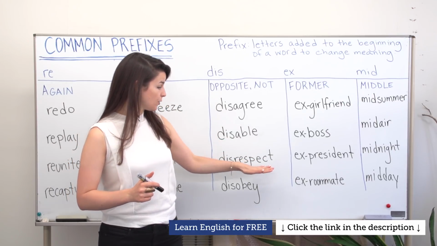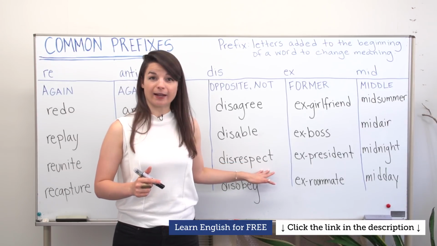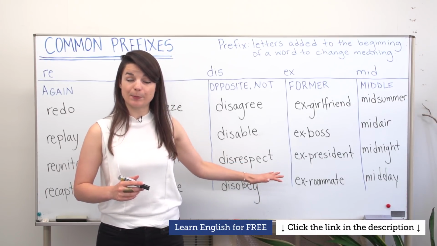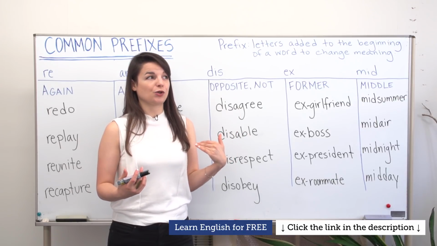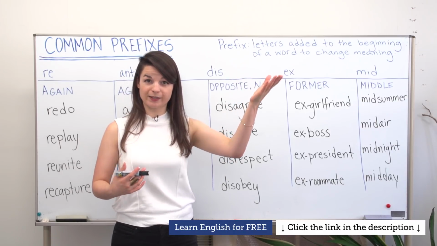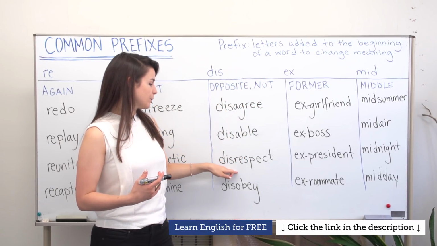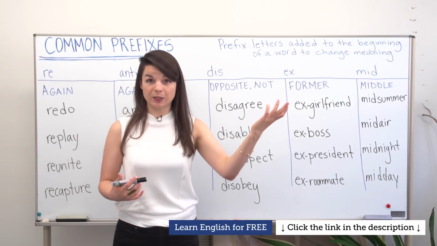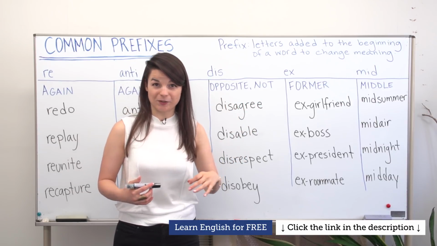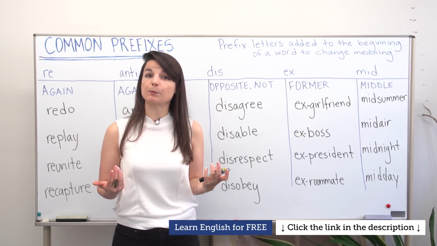Okay, let's go to the next example, disrespect. So respect is the base here. Respect meaning to be humble to or to show respect for someone. But disrespect shows not respect here. So don't disrespect your boss, or don't disrespect your parents, or she really disrespected me.